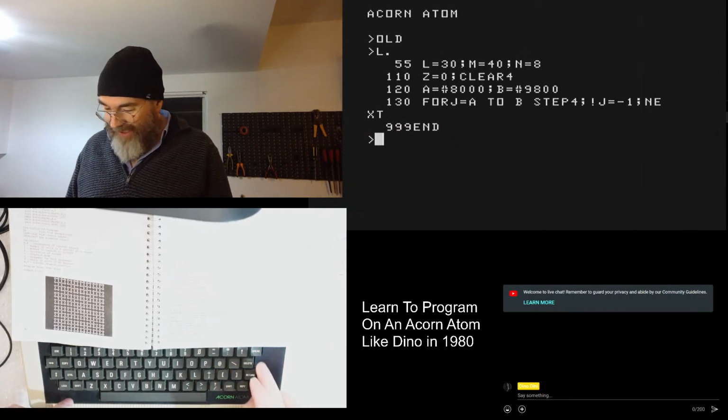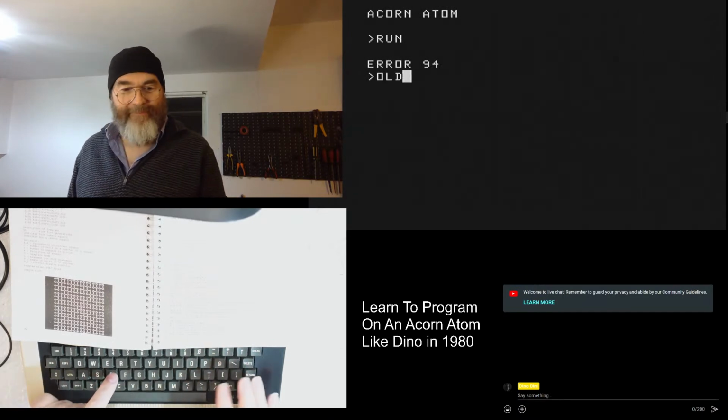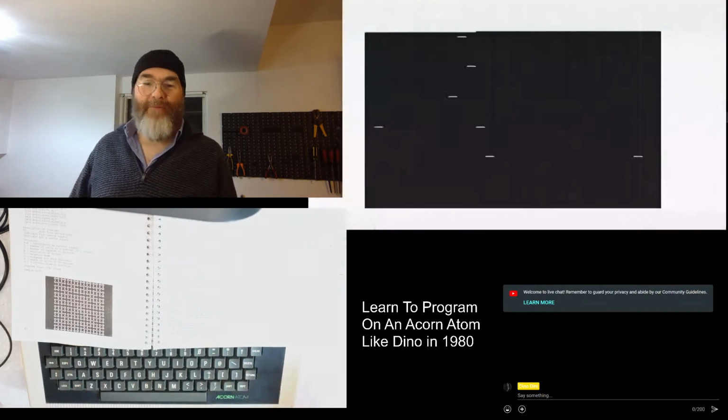Way to go with that. Yeah, that's what 6K of graphics memory looks like. Oh, old. What 6K of graphics memory looks like.